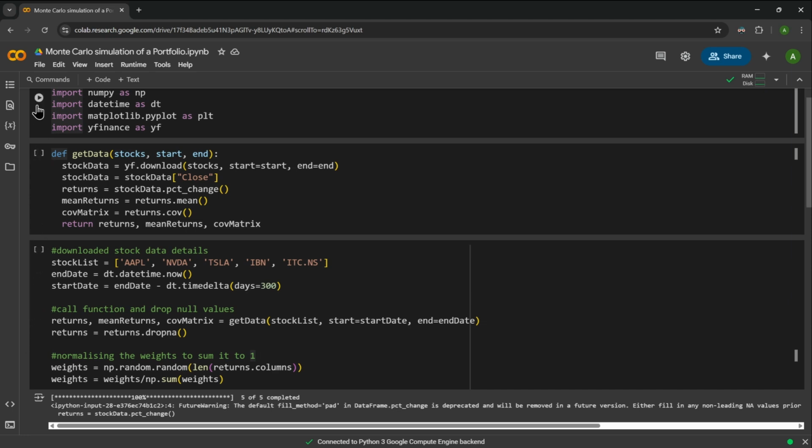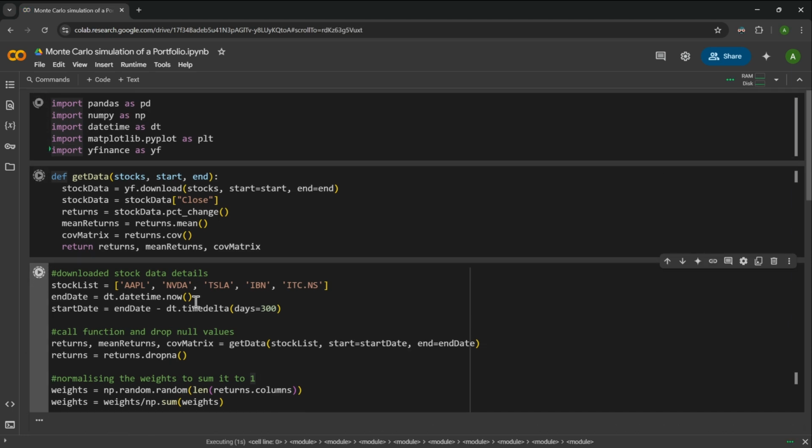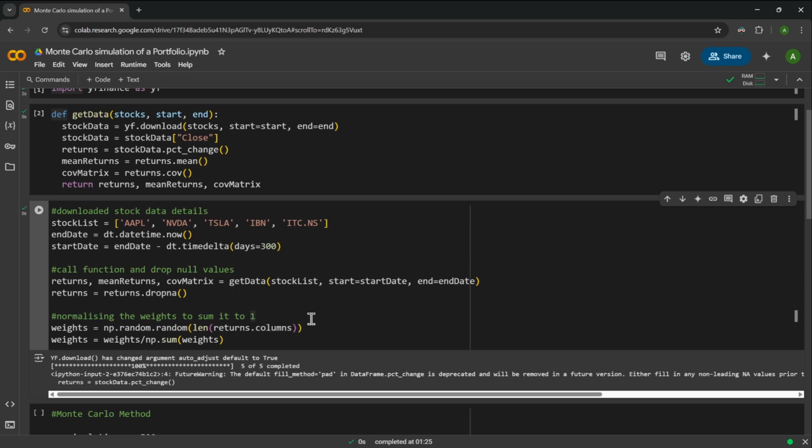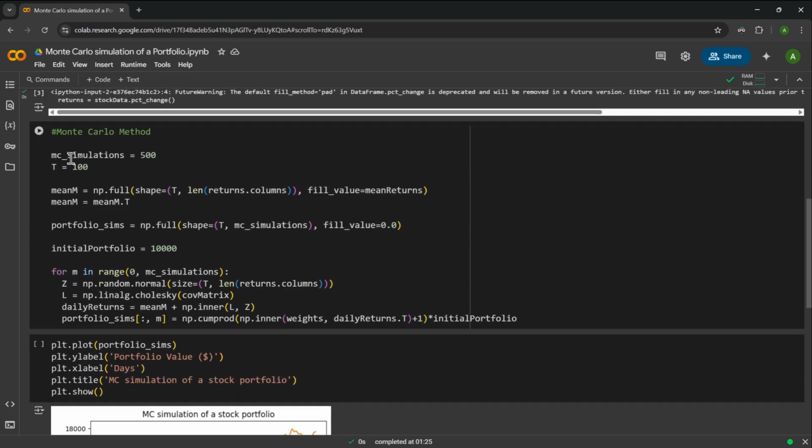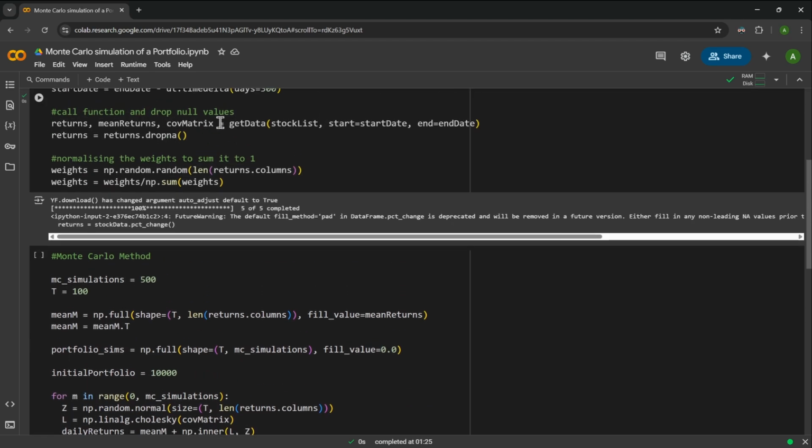Okay. So let me just quickly run all of this. Yeah. So the first part is done. Now what we're going to do is we right now have the returns of each and every stock. We have the mean returns and the covariance matrix along with the proportion of all of these stocks in the portfolio. Now we're going to run the Monte Carlo simulation on this particular portfolio having all of these particular weights.